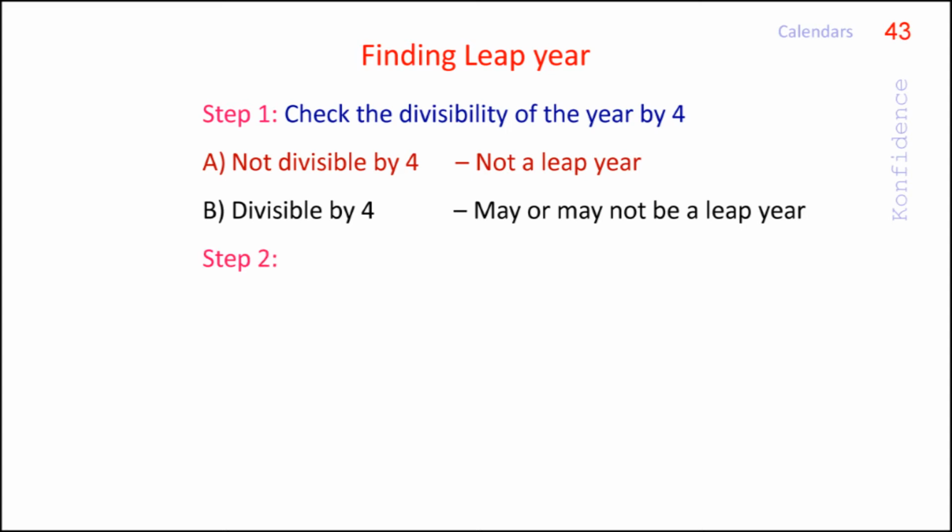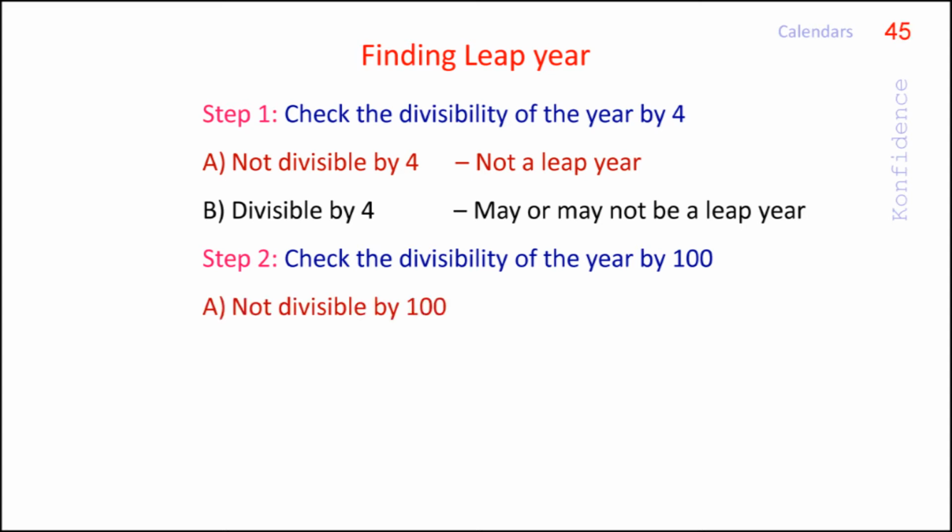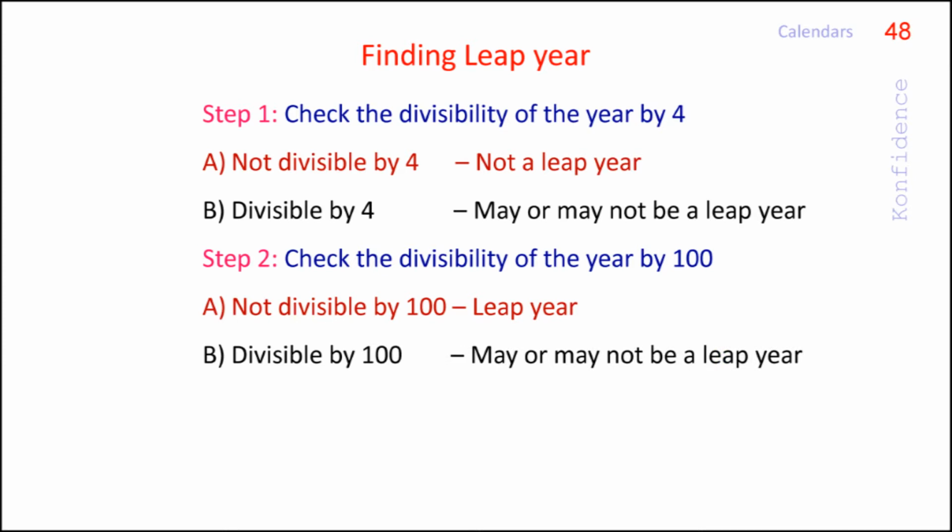As step 2, we check the divisibility of the year by 100. Here also, there are two possibilities. A. It is not divisible. Then this year is divisible by 4 and not by 100. This year is definitely a leap year. B. It is divisible by 100. Then this year, which is divisible by 4 and by 100, may or may not be a leap year. We need to check the divisibility with 400 to be sure.